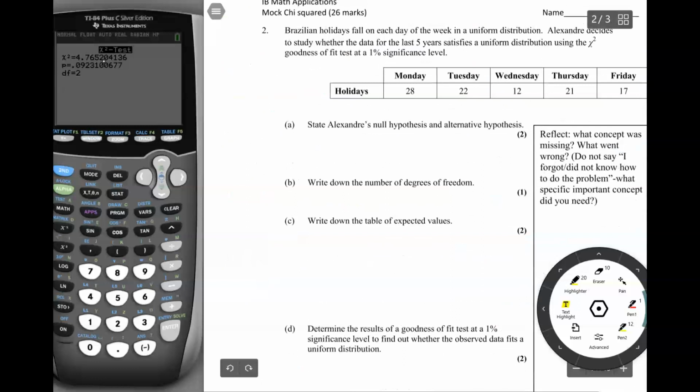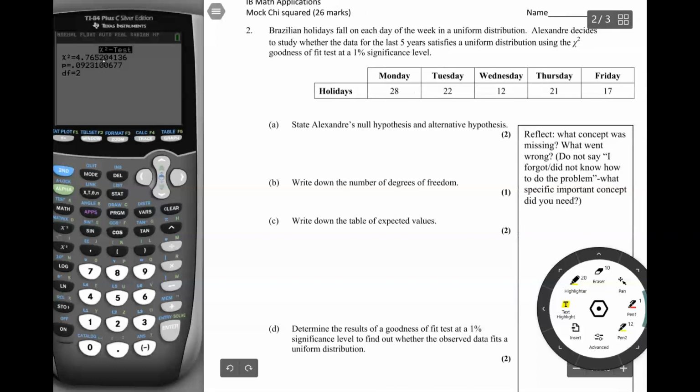Number 2. This is another chi-squared problem, but this is going to be the goodness of fit test. Brazilian holidays fall on each day of the week in a uniform distribution. Alexandre decides to study whether the data for the last 5 years satisfies a uniform distribution using the chi-squared goodness of fit test at a 1% significance level. So we're going to look at the data that we have here. Is this a table? No, it's not a table. It's a list. So we're going to put this in a list eventually. Let's see what they ask us first.